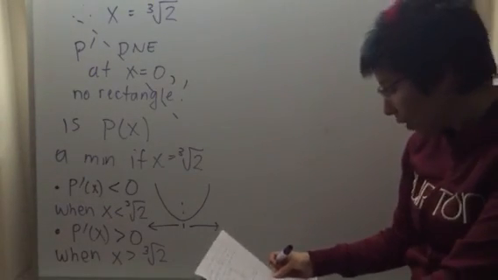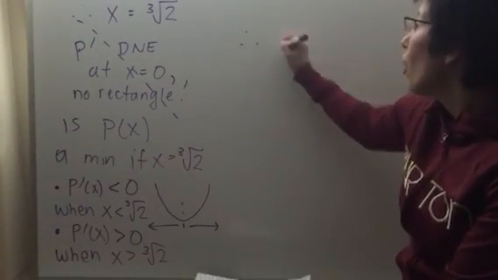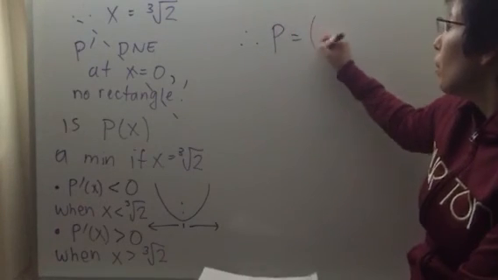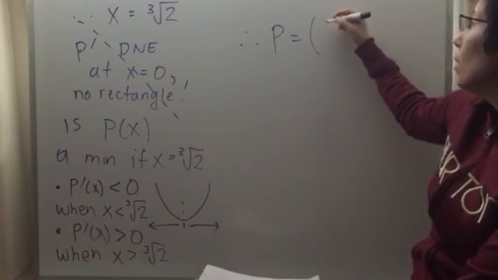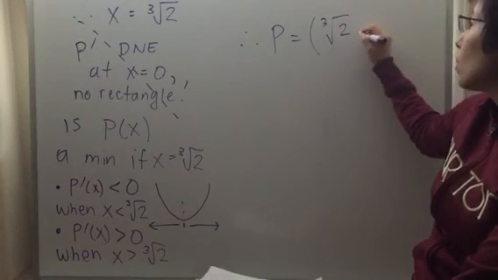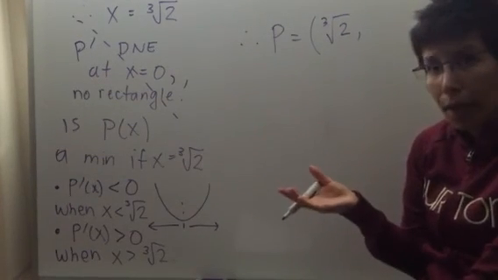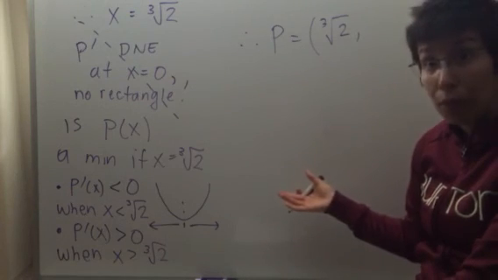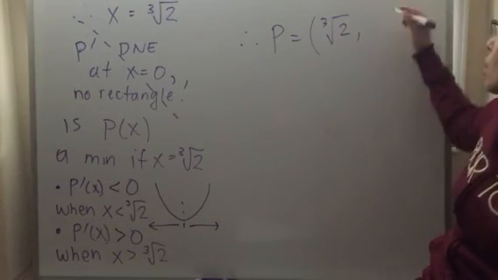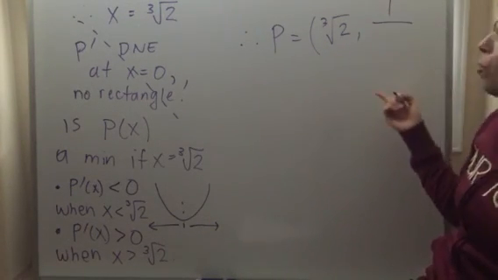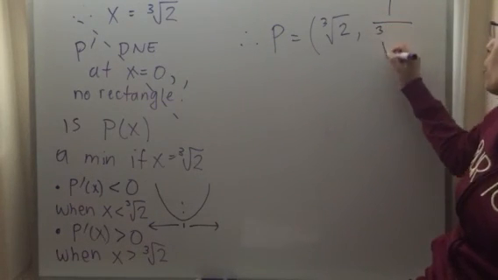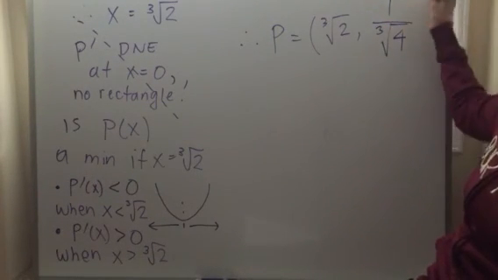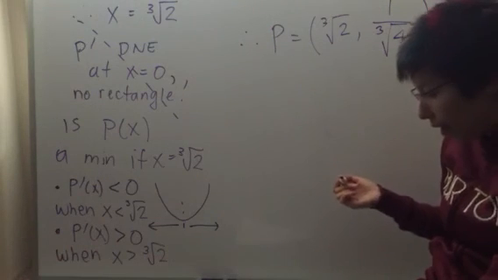All right. So, therefore, our point is going to be equal to the cubed root of 2 as the x-coordinate, and what's the y-coordinate? Well, it's 1 over x squared, because that's where we have fixed the point in the first place. So it's going to be 1 over the cubed root of 2 squared, which I suppose you could write as 1 over the cubed root of 4 if you wanted.